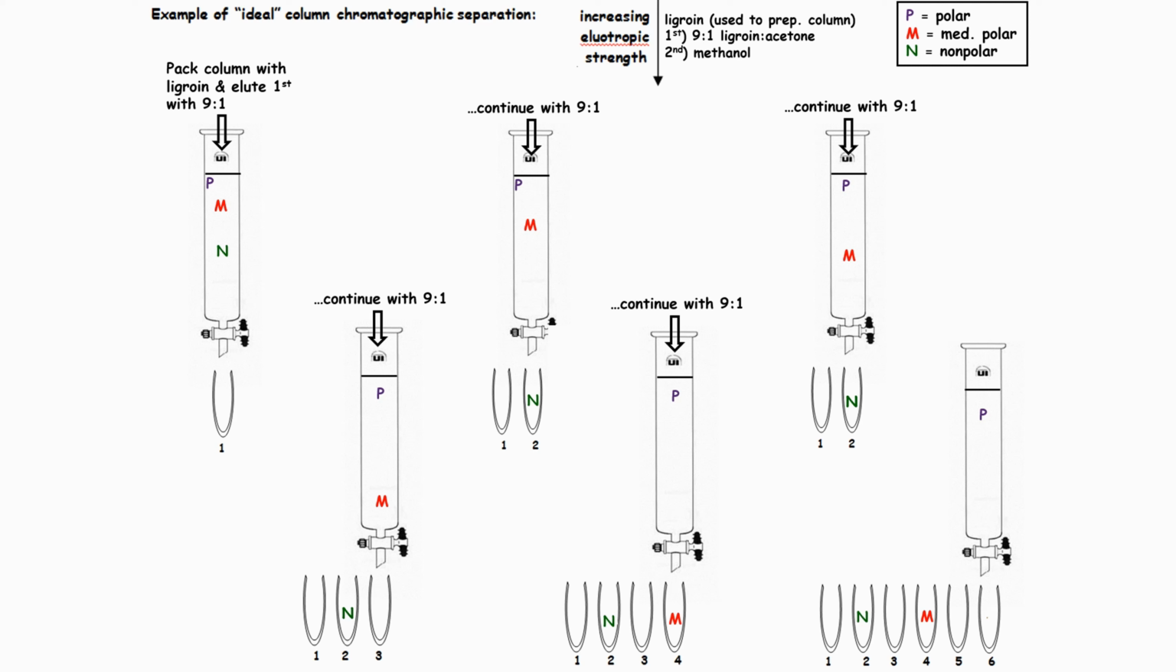The polar component, being strongly adsorbed to the polar surface of the silica gel stationary phase, has moved very little up to this point, and it takes a much more polar solvent with a higher eluotropic strength to get it to move down and eventually off the column, in this case pure ethyl acetate.